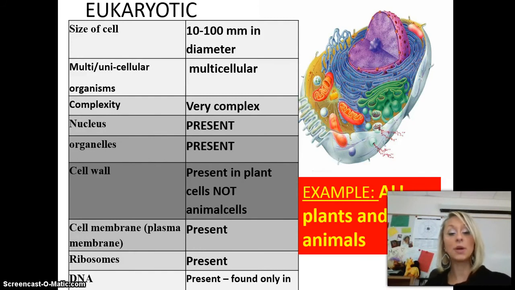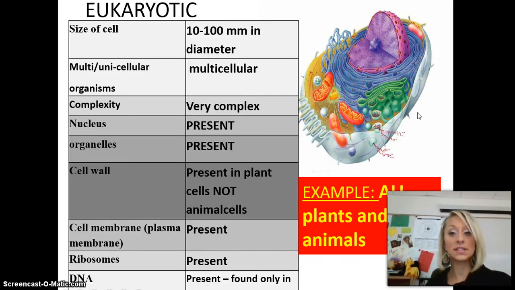Eukaryotic cells are much larger. They're multicellular, which means the organism is made of many eukaryotic cells. It's considered to be a complex structure, and this is because of all the different organelles that are found inside of it. There's usually a cell wall only in plants and some fungi, but not in animals, so no animal cells have a cell wall.